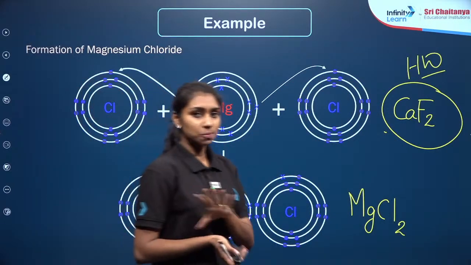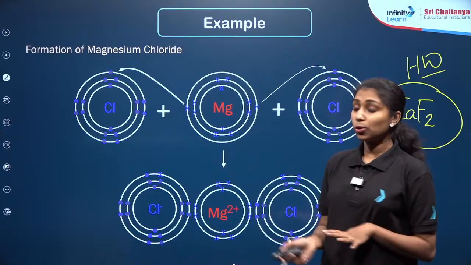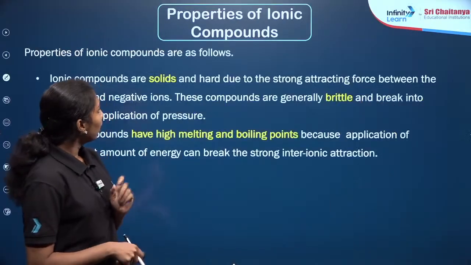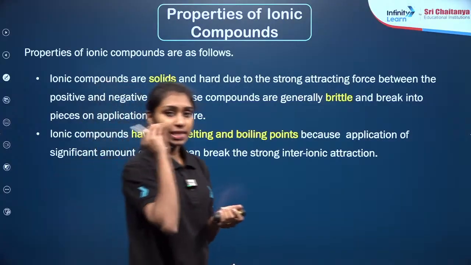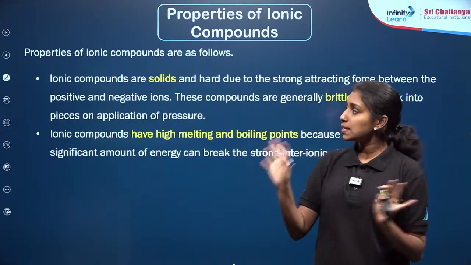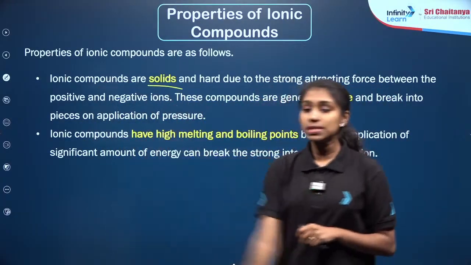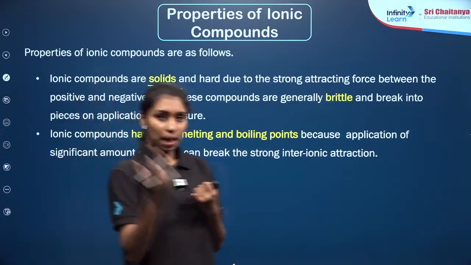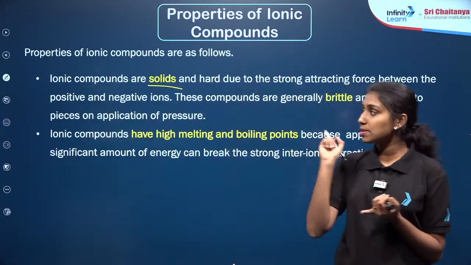Now let me move to the last part of today's session, that is the properties of ionic compounds. First property, in the case of physical state, all the ionic compounds are solids in nature. For example, if you are taking sodium chloride, sodium chloride is a stable salt which is in the solid state. This is the most common example.